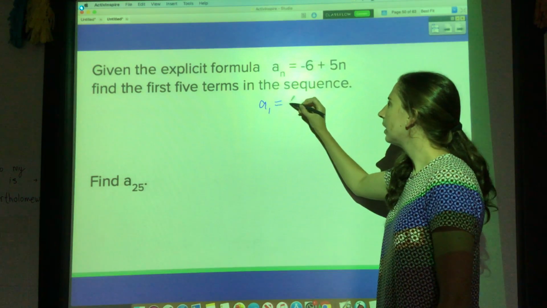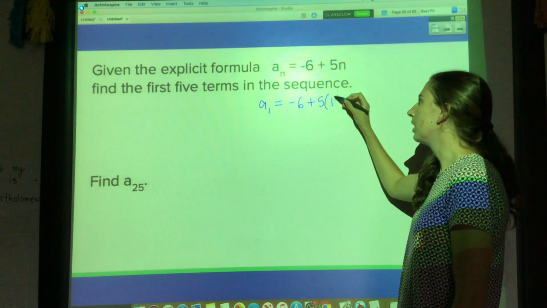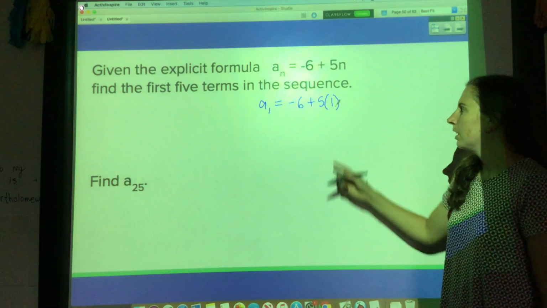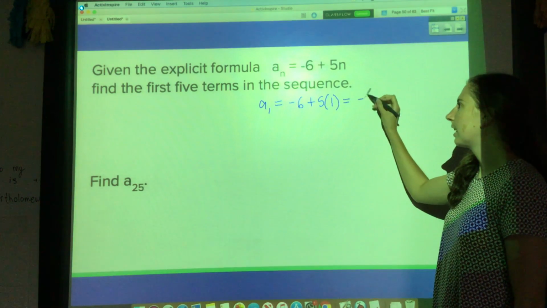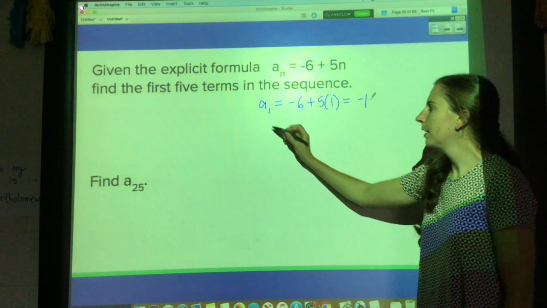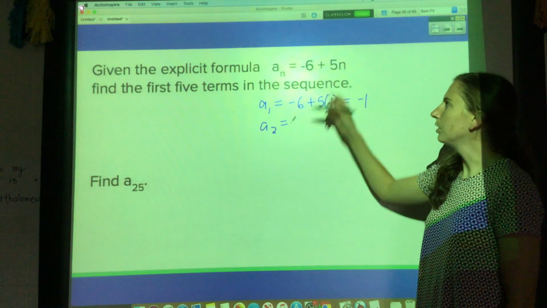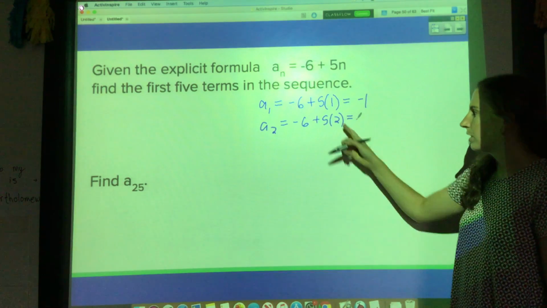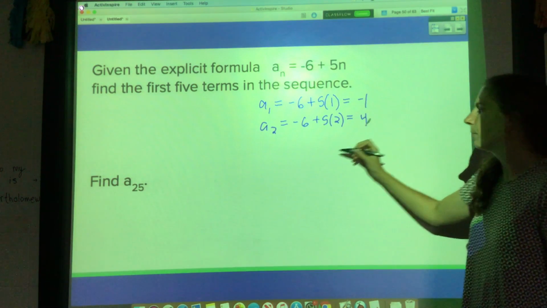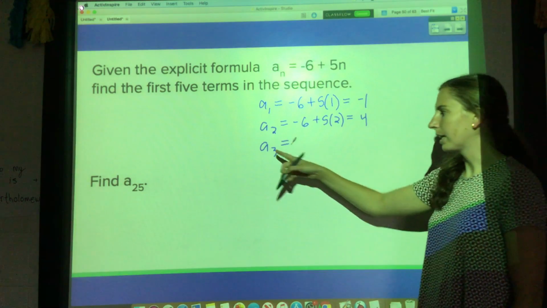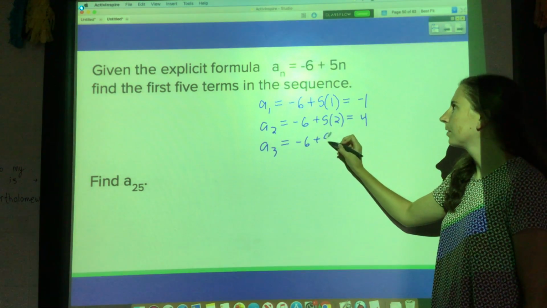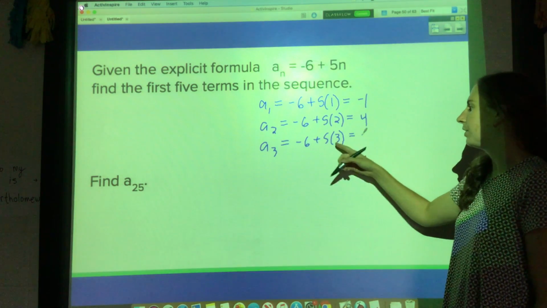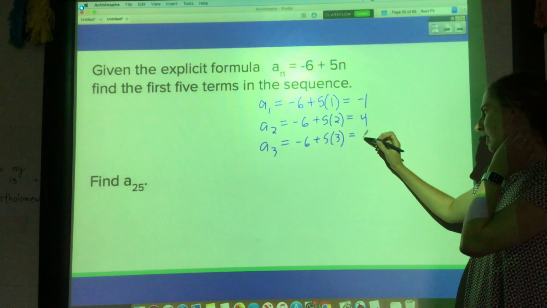So A1 equals negative 6 plus 5 times 1. Just put in 1 for n, just like any function. So that's negative 6 plus 5, which is negative 1. That's the first term. A2, we'll plug in 2. Negative 6 plus 5 times 2, which is 10 minus 6, so 4. A3, we'll plug in 3. Which is 15 minus 6, so 9.